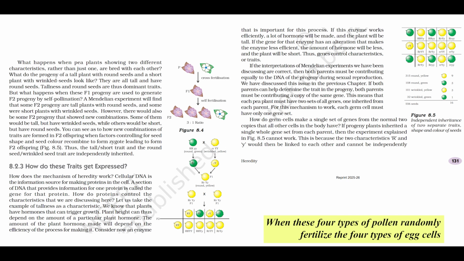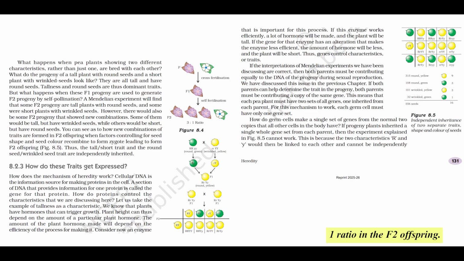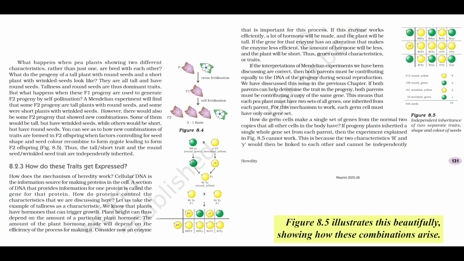When these 4 types of pollen randomly fertilize the 4 types of egg cells during self-pollination, you get all the combinations that lead to that 9:3:3:1 ratio in the F2 offspring. Figure 8.5 illustrates this beautifully, showing how these combinations arise. This independent shuffling is a major source of genetic variation in sexually reproducing organisms.